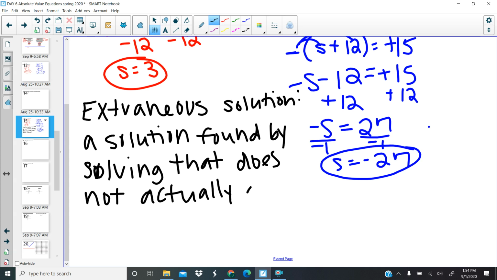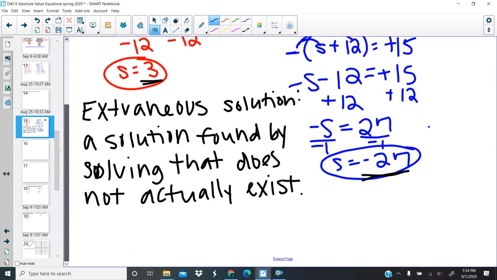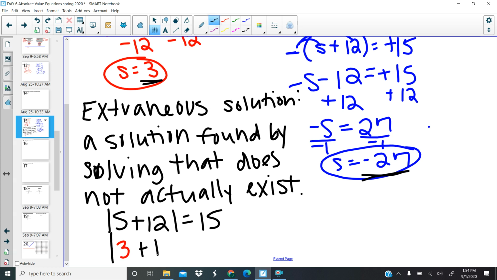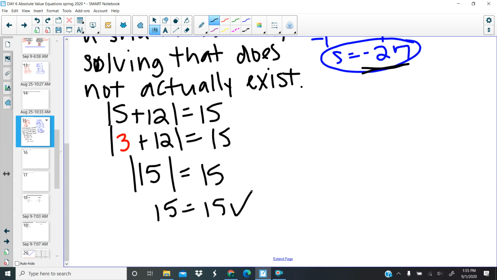So there are a couple of ways to figure out if a solution is extraneous or not. And the first way is just to plug the numbers that you get back into the original problem. So our original problem in this was the absolute value of s plus 12 equals 15. So what I'm going to do is I'm going to plug both of these numbers back in. So the first one that I got was 3 plus 12, absolute value equals 15. And then I'm going to actually do 3 plus 12 is 15. The absolute value of 15 is 15. And that works out. So we know that that's an actual solution.